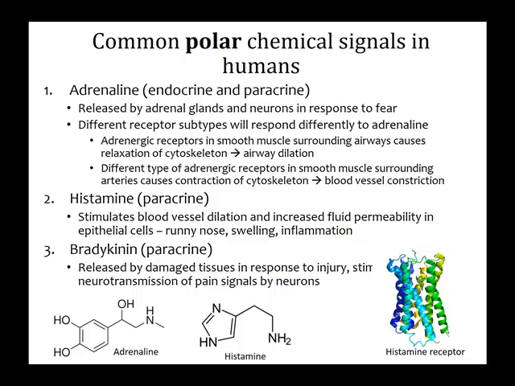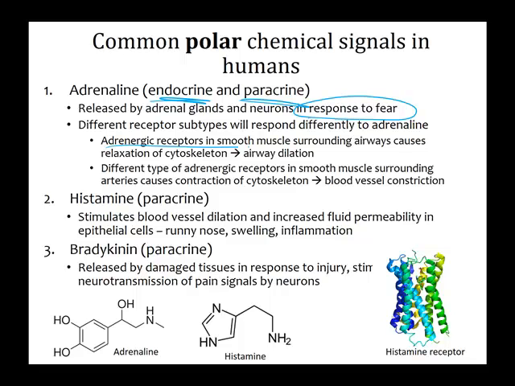Let's look at some polar chemical signals in humans. Adrenaline is a big one. So adrenaline is actually both endocrine and paracrine. You produce adrenaline from your adrenal glands on top of your kidneys. And you release adrenaline in response to fear or anxiety or fright. And we actually have several different receptor subtypes for adrenaline. These adrenaline receptors are all called adrenergic receptors.